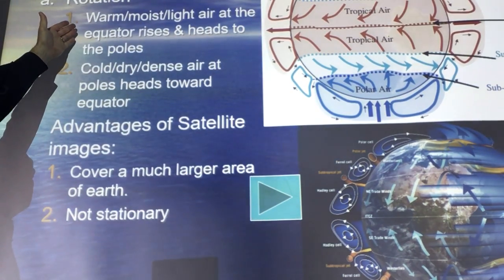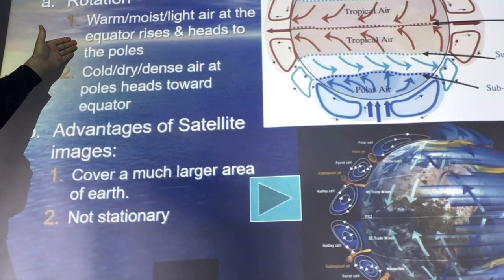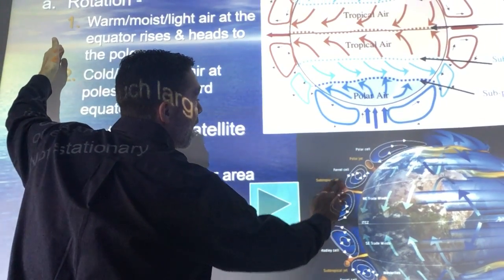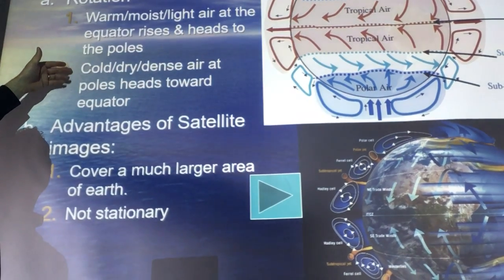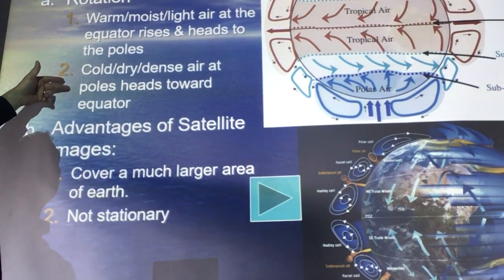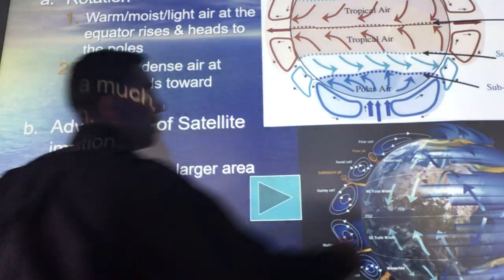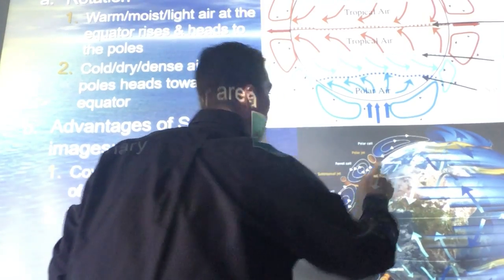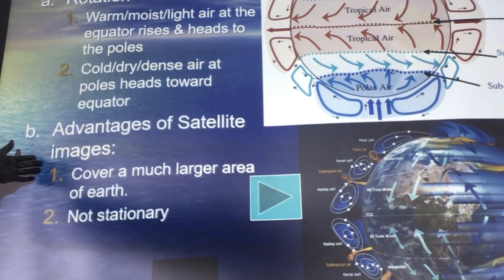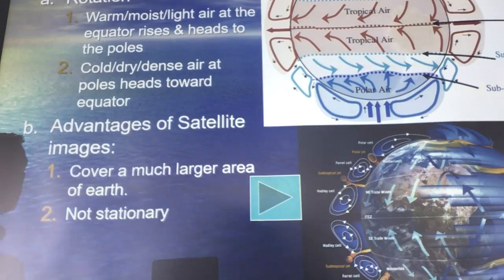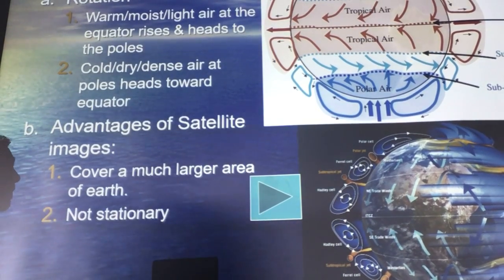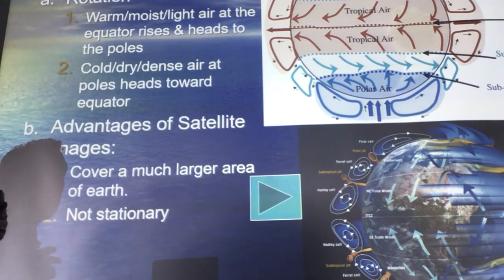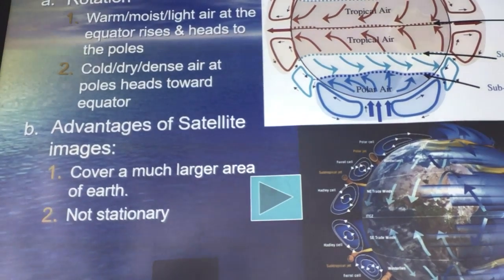So, warm, moist, light air at the equator rises and heads to the poles. So it rises and heads that way. Cold, dry, dense air at the poles heads towards the equator. So this drops and then starts coming that way. Okay? Advantages of satellite images, well, you can get big, large areas there. There's some that are stationary and some that are not, that move around with the Earth. But it's a really cool look here.